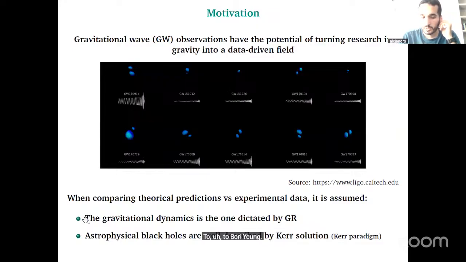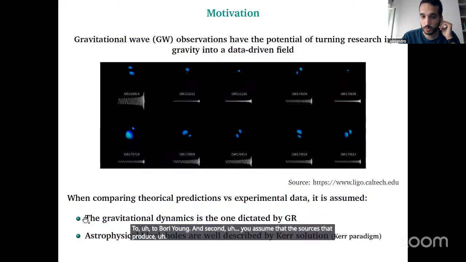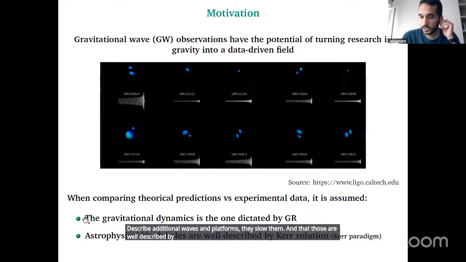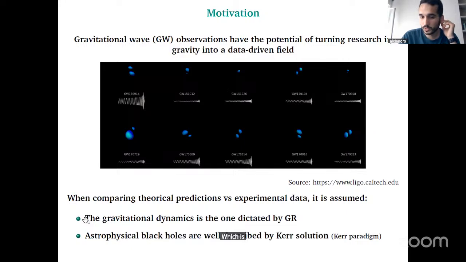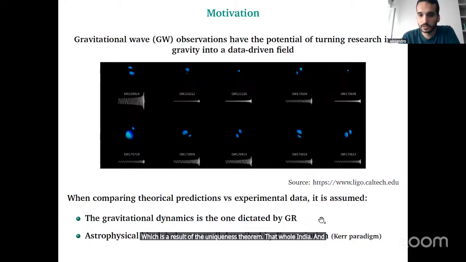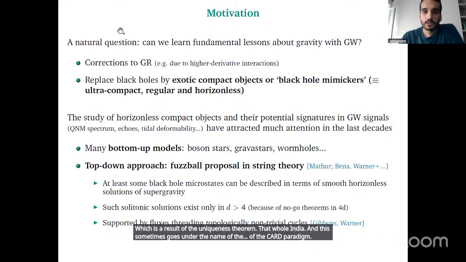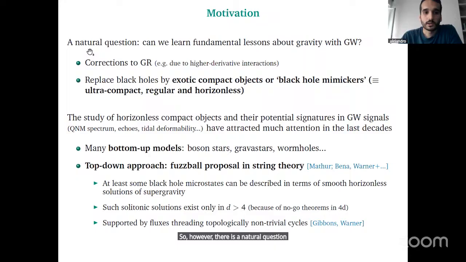And second, you assume that the sources that produce these gravitational waves are black holes, and that those are well described by the Kerr solution, which is a result of the uniqueness theorem that holds in GR. And this sometimes goes under the name of the Kerr paradigm. However, there is a natural question that one can ask in this context, which is if we can use gravitational waves to learn about fundamental aspects of the gravitational interaction.